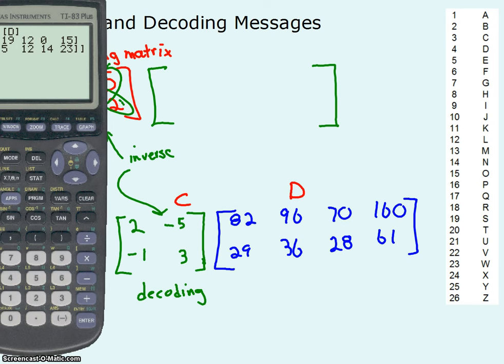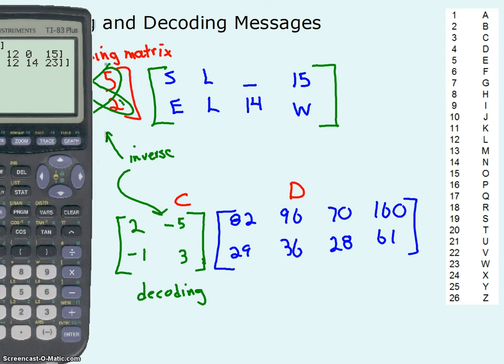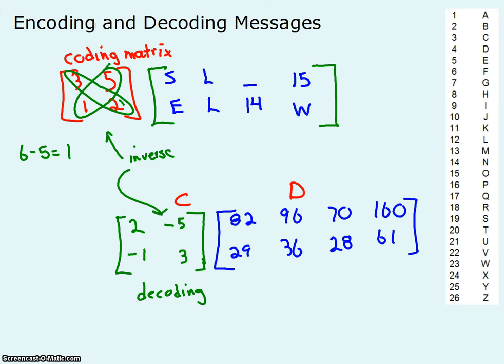Now I can look at my chart over here. 19 goes with S. 5 goes with E. 12 goes with L. A 0 is a space. And 14 goes with N, 15 goes with O, and 23 goes with W. So I've now decoded that message, so I can tell what it said.